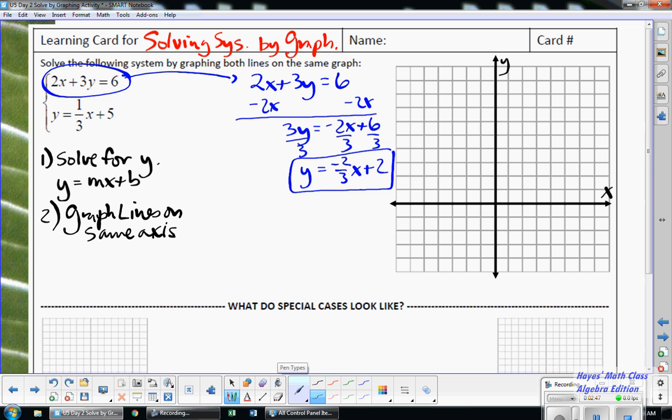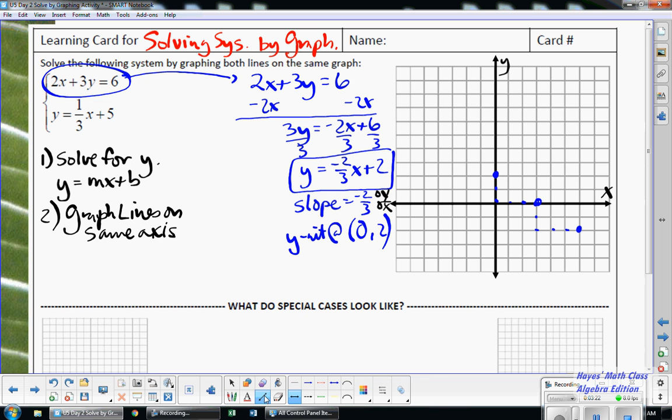I have x and y. And then I've got my slope of negative 2/3. Remember, of course, that is y over x. Let's say change in y over change in x. And my y-intercept is going to be at 0, 2. So when I graph this, I'm going to start here at 0, 2 and go down 2, to the right 3. Down 2, to the right 3. And I'm going to draw my line.